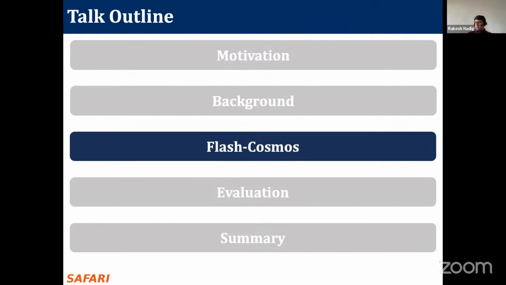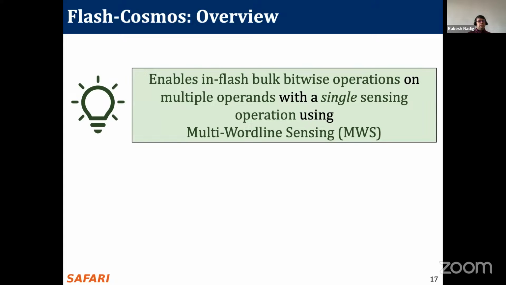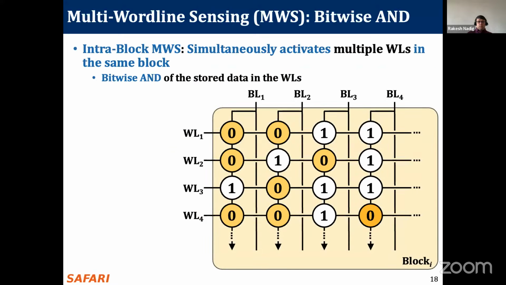Okay, let's move on to the key idea of Flash Cosmos. Flash Cosmos enables in-flash bulk bitwise operations on multiple operands with a single sensing operation. We call this technique multi-word line sensing. So let's look at what multi-word line sensing is.